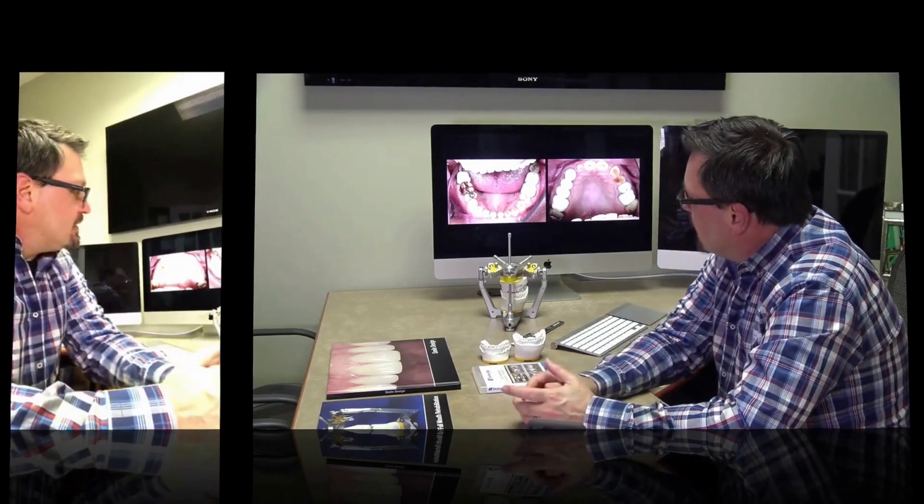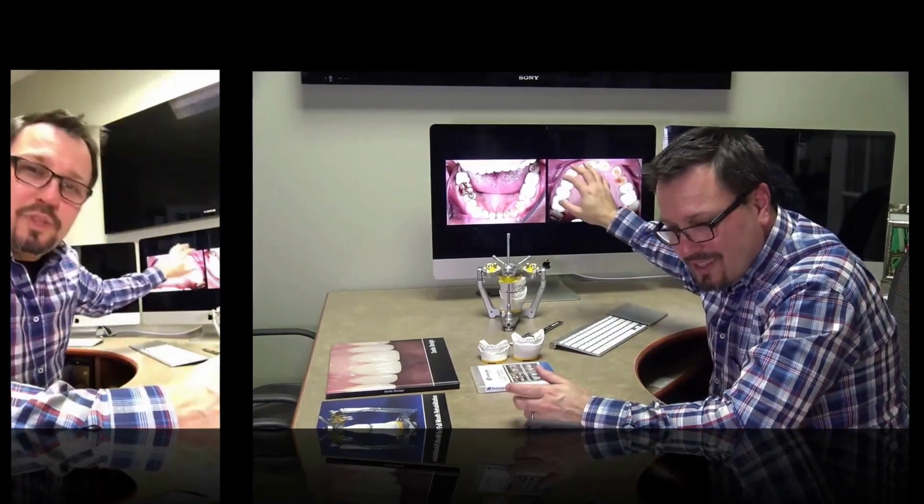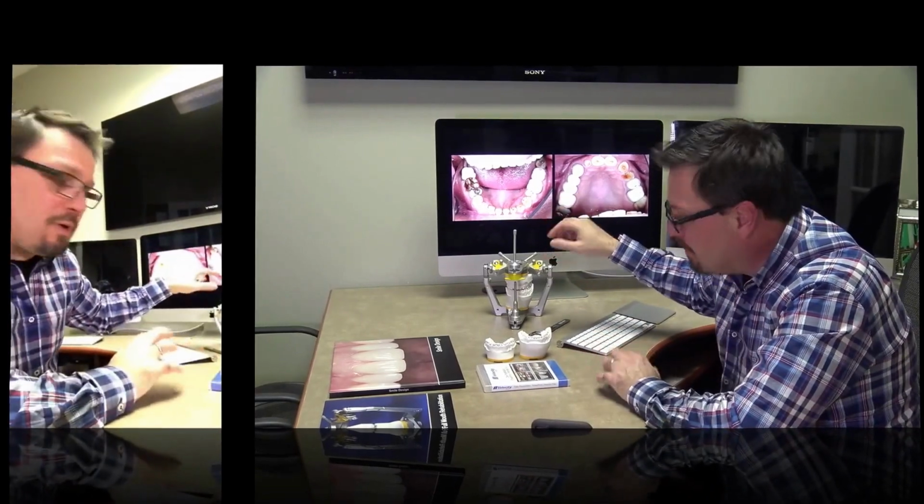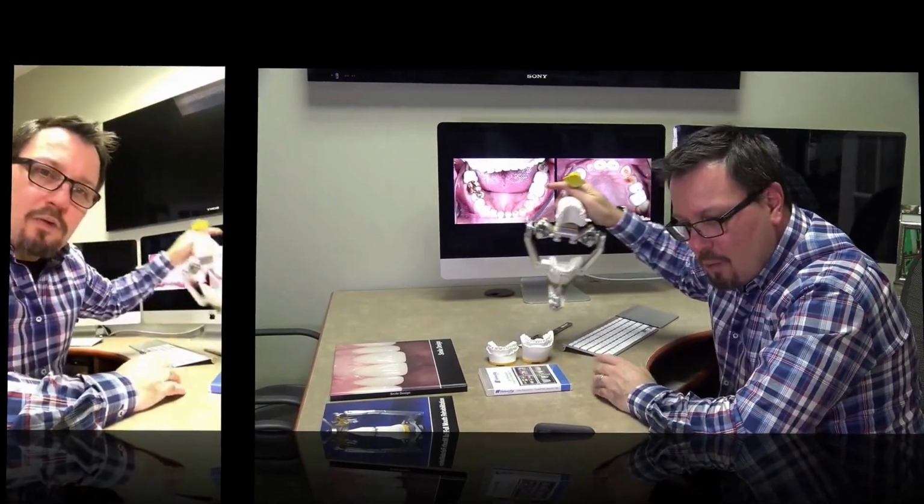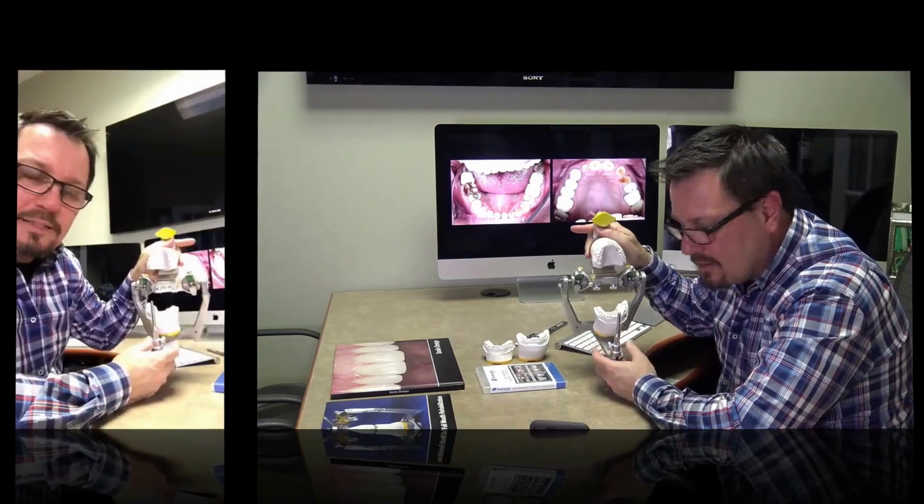How much do you charge for the initial diagnostic wax-up? Oh, that's a good question, Andy. And let me tell you this. My recommendation is you do not do the diagnostic wax-up until the patient's paid the deposit for the treatment plan. So at the consultation appointment, there's no diagnostic wax-up here. There's just the casts.